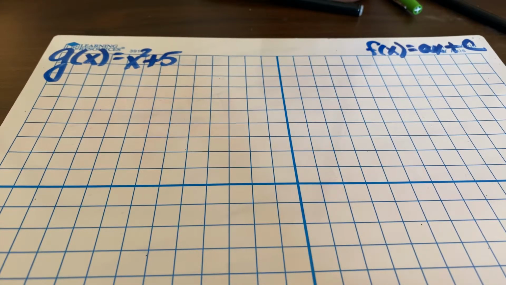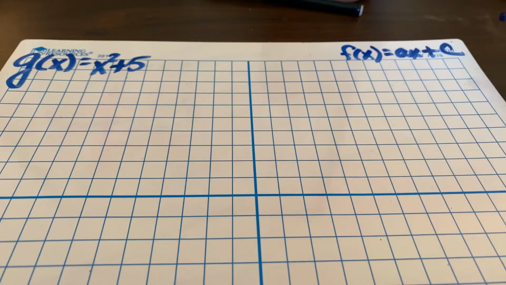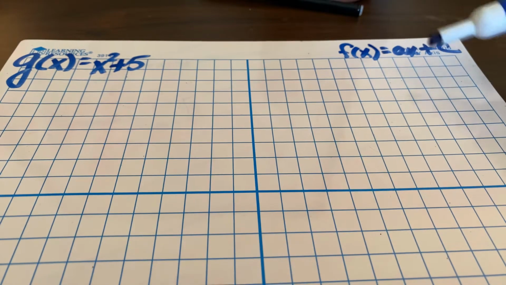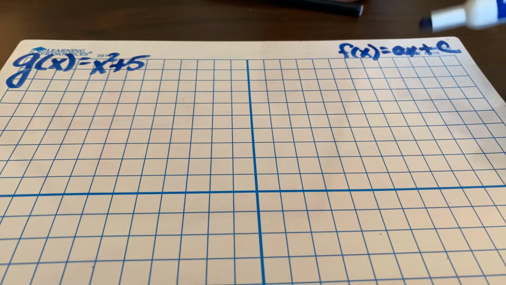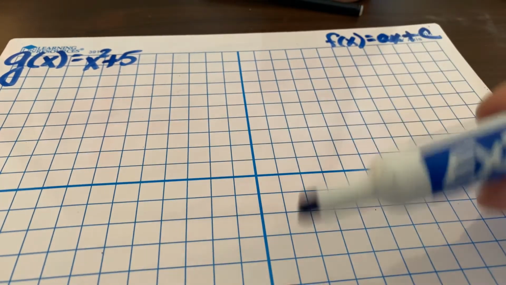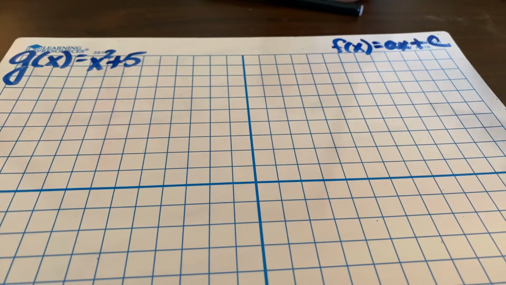Hey there, algebra students. Today I want to talk to you a little bit about graphing equations of the form f of x equals ax squared plus c. That plus c just tells us that we have a vertical translation. We're going to shift the parabola up or down c units. And if it's a plus c, it's up, and if it's a minus c, well, it's down, right?